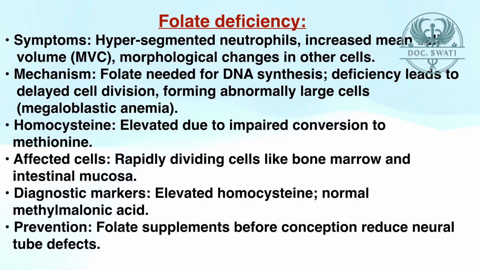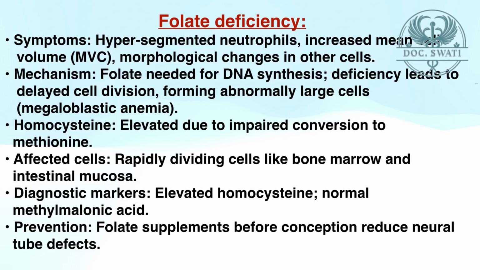Symptoms: hypersegmented neutrophils, increased mean cell volume, morphological changes in other cells. Mechanism: folate needed for DNA synthesis. Deficiency leads to delayed cell division, forming abnormally large cells, megaloblastic anemia. Homocysteine: elevated due to impaired conversion to methionine. Affected cells: rapidly dividing cells like bone marrow and intestinal mucosa. Diagnostic markers: elevated homocysteine, normal methylmalonic acid. Prevention: folate supplements before conception reduce neural tube defects.